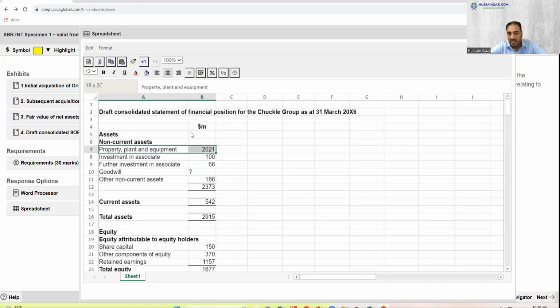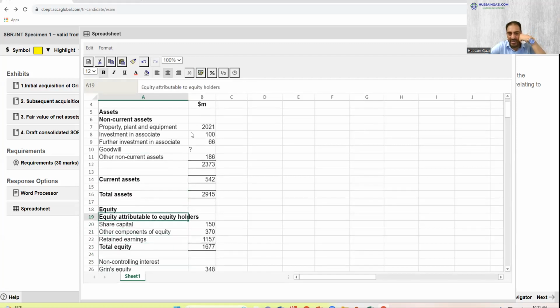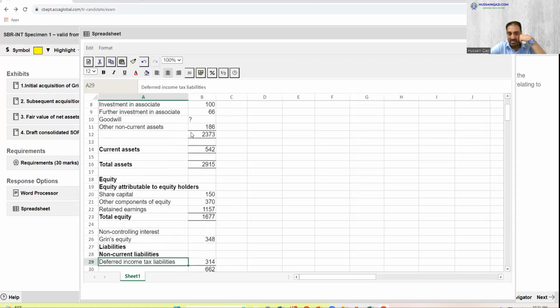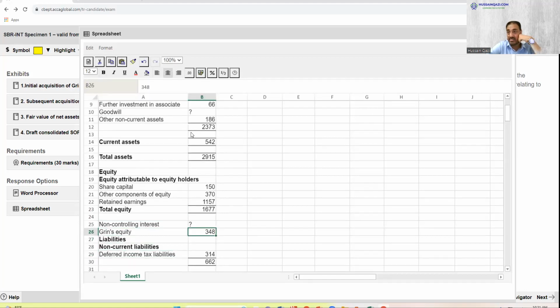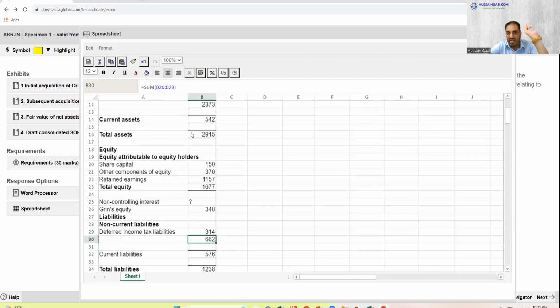So I can say that property, plant, equipment in the consolidated accounts needs correction. But goodwill is a missing figure here. Other non-current assets like database, current asset inventory need adjustment. Then share capital, OCE, retained earnings, and NCI is also missing. So carefully read the requirement. Grants equity, subsidiary's equity value is something wrongly reflected in the consolidated accounts.